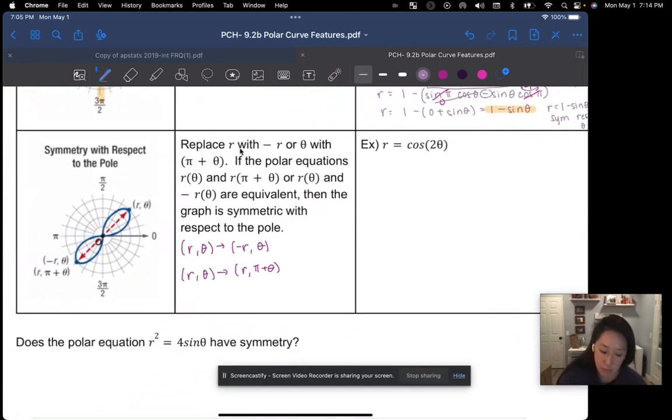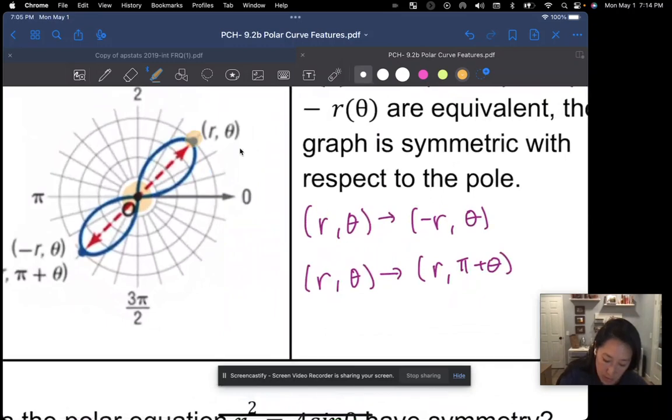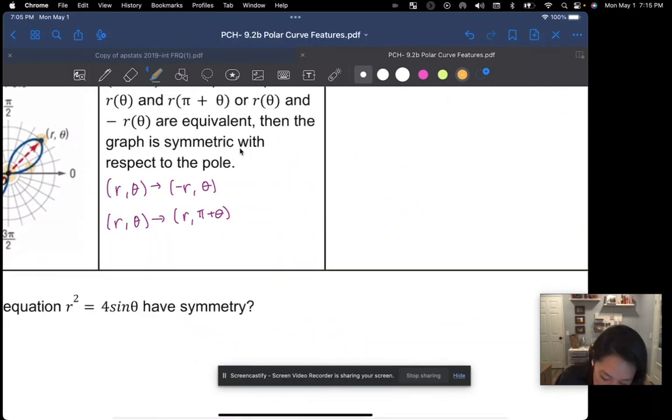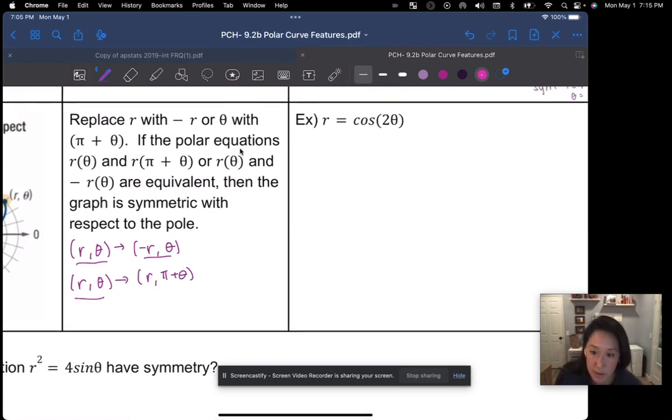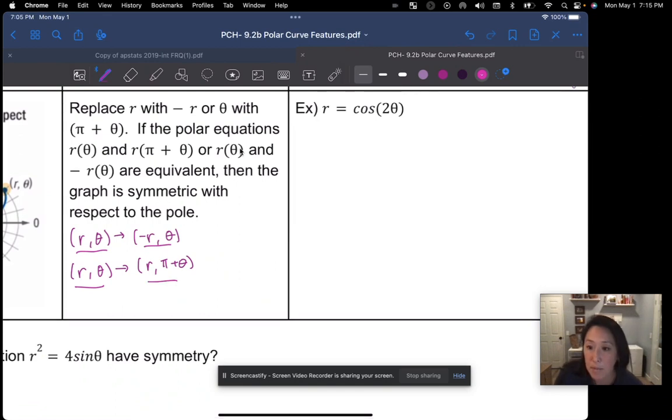There's one more type of symmetry. It's when we have symmetry with respect to the pole. So it means that, like in this graph, this point and this point are equidistant from the pole, same as this point and this point. So the points across from each other are equidistant from the pole. Okay. So there's two different ways to test this. You can add these to your notes. The first one is to change r and theta to negative r and positive theta. So let's go ahead and actually do the second one first. We're going to change r comma theta to r comma pi plus theta.